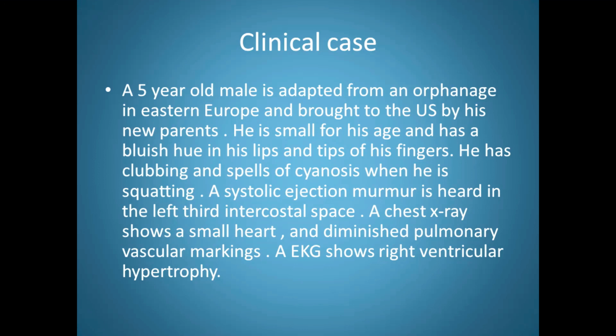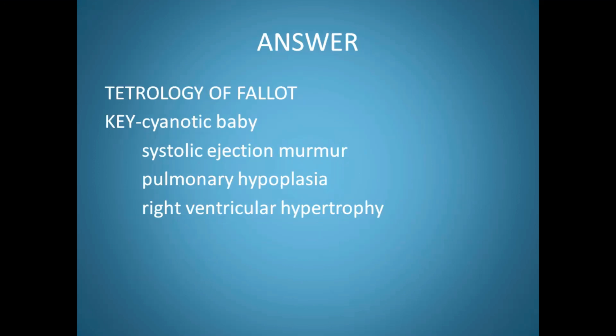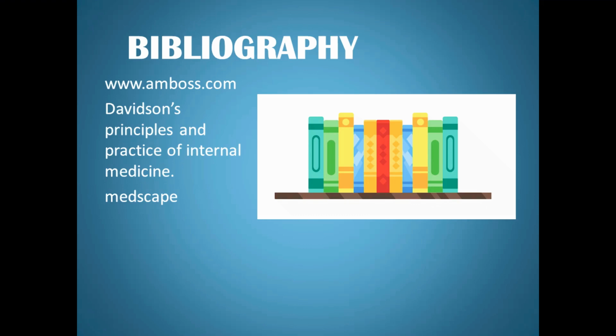So the answer for this is tetralogy of Fallot. How can we come to the conclusion of tetralogy of Fallot? They tell us the baby is cyanotic and he's having a systolic ejection murmur. There's also pulmonary hypoplasia with right ventricular hypertrophy. These keys will lead us to the answer that it is tetralogy of Fallot. So guys, that's it for this lecture.